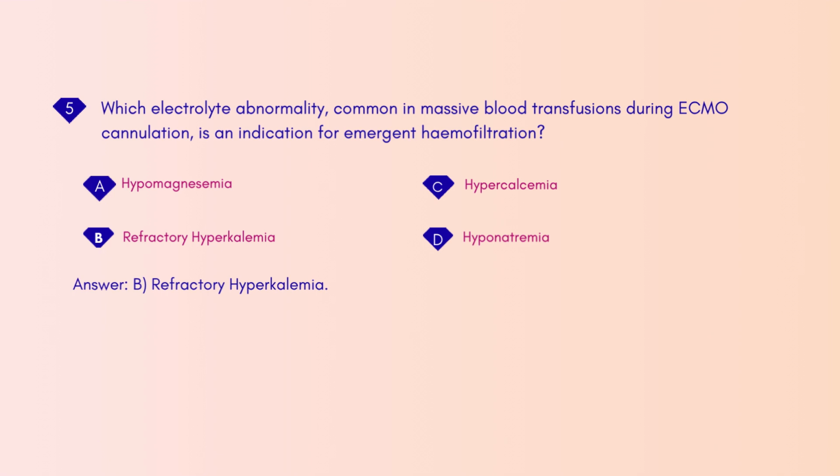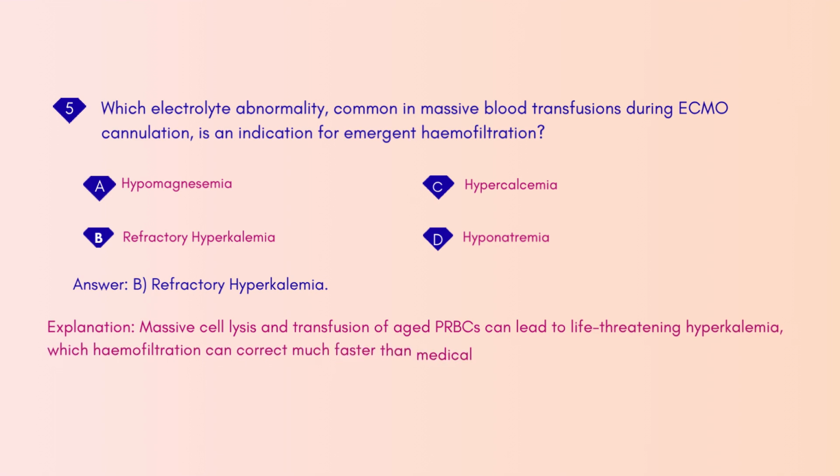Refractory hyperkalemia. Explanation: massive cell lysis and transfusion of aged PRBCs can lead to life-threatening hyperkalemia, which hemofiltration can correct much faster than medical management in the setting of renal failure.